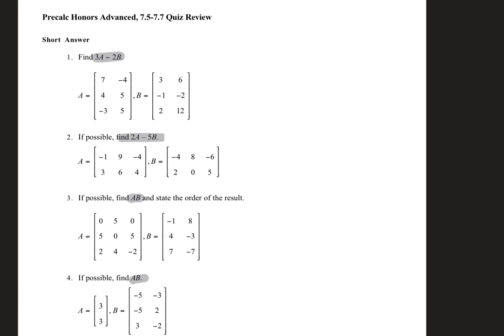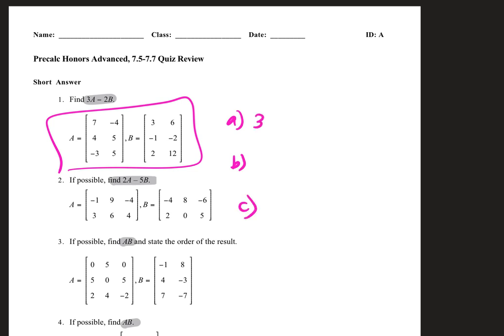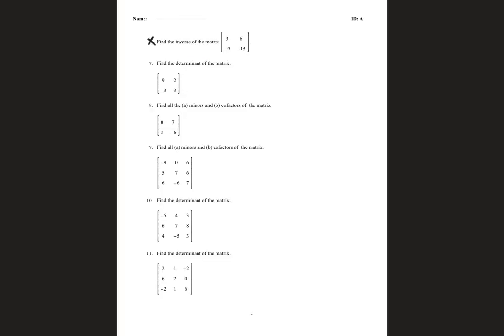So the quiz review is written like this, but you might also see it say something like, here's your A and B, find 1, 2, 3 things based on just A and B. So it would be written as 3A minus 2B or something like that, okay? Instead of them all being individual, I might give you A, B, C, and then ask for a series of things based on those. You can cross through 6. And then 7 down is all the determinants and the minors that you just finished in 7.7.